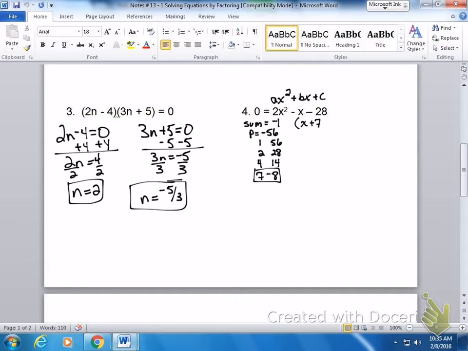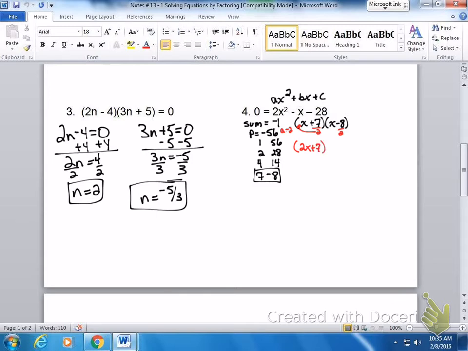I have x plus 7 times x minus 8. But I have to do my division by a. A is 2, so I divide both of them by 2, and I simplify. So 7 over 2 is simplified, so I swing it to the front, and I get 2x plus 7.